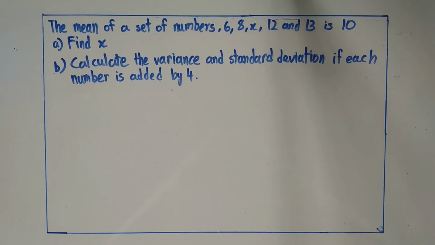In the next question, the mean of a set of numbers 6, 8, x, 12 and 13 is 10. Find the value of x and then calculate the variance and standard deviation if each number is added by 4. First, let's find x.